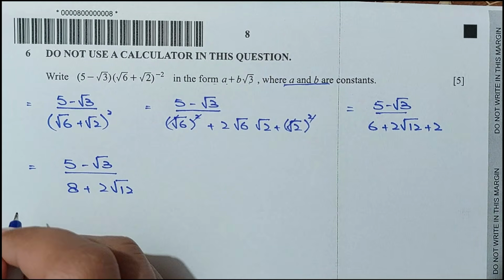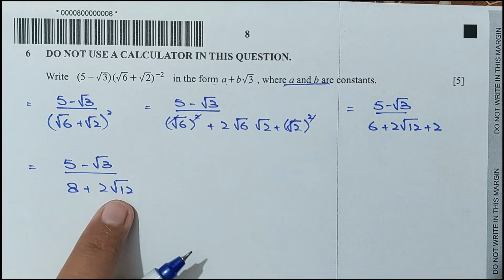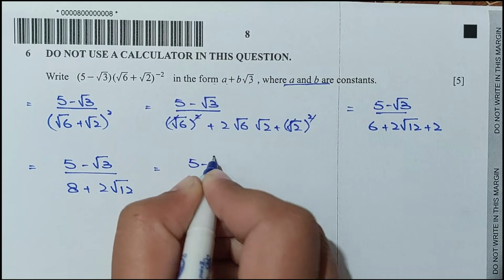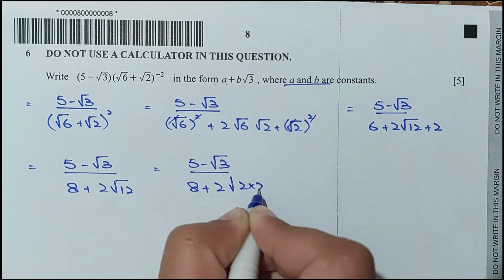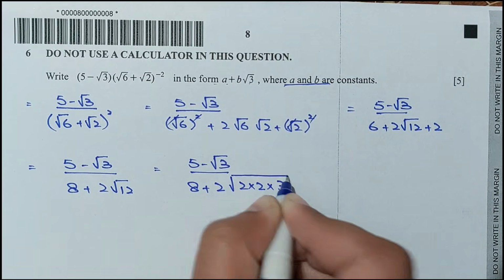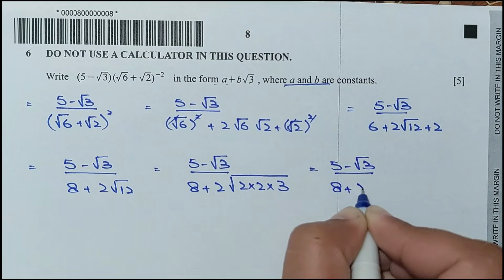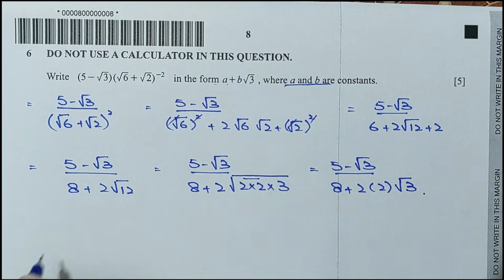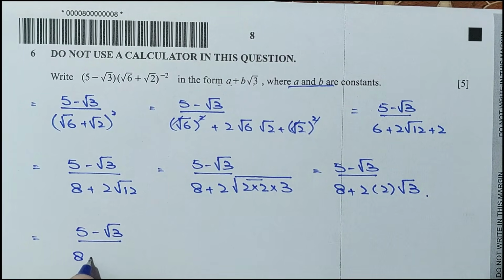So we have to write this down in this form. So let me rationalize it. It should be in root 3, so before rationalizing, we have to convert this into root 3. Okay, so (5 minus root 3) over (8 plus 2 root 12). 12 is 4 times 3, and root 4 is 2. This is (5 minus root 3) over (8 plus 2 times 2 root 3). So this is (5 minus root 3) over (8 plus 4 root 3).